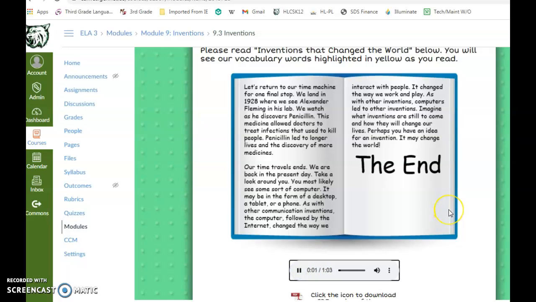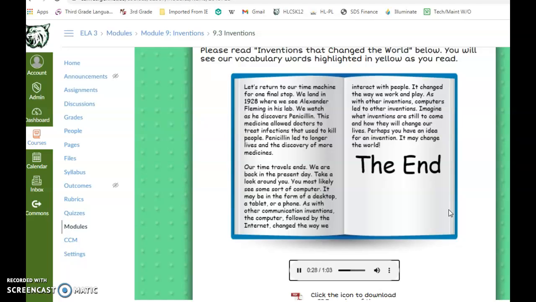Let's return to our time machine for one final stop. We land in 1928, where we see Alexander Fleming in his lab. We watch as he discovers penicillin. This medicine allowed doctors to treat infections that used to kill people. Penicillin led to longer lives and the discovery of more medicines. Our time travel ends. We are back in the present day.